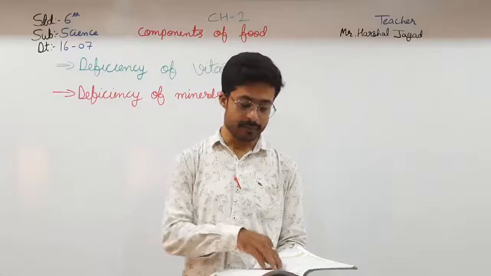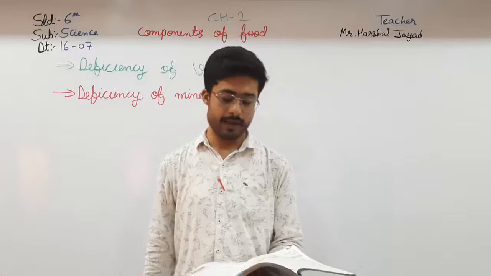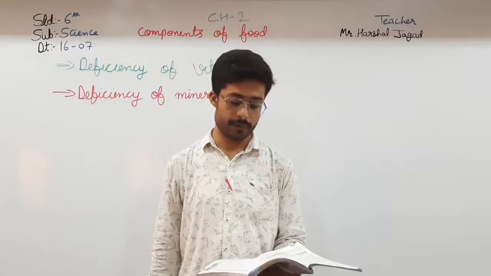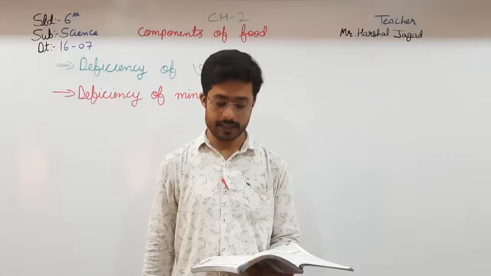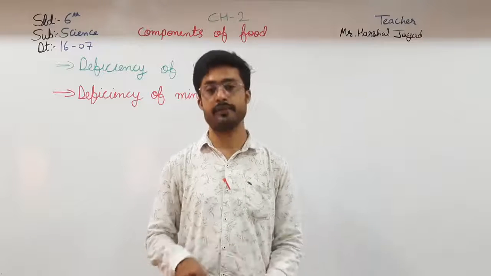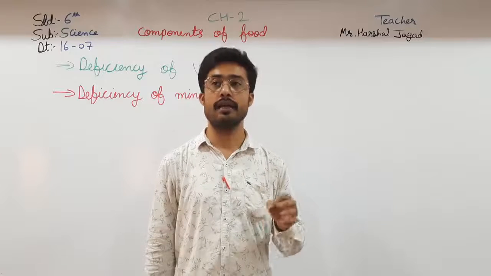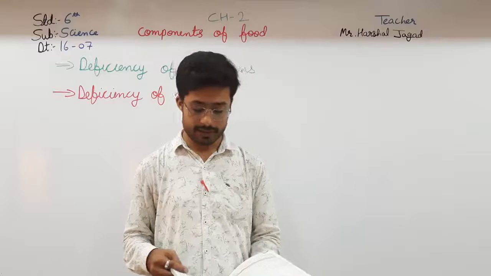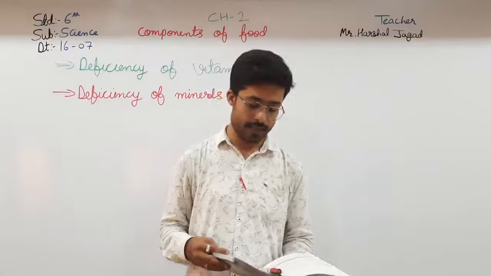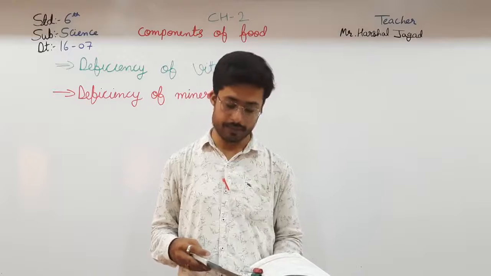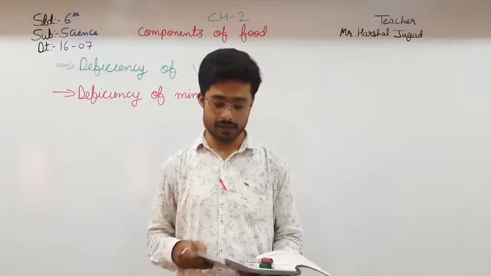Then coming towards sodium. We get it from salt, bread, and most foods. It helps in maintaining fluid balance. Here sodium helps in maintaining the fluid in our body. Its deficiency disease is muscle weakness and cramps. Potassium, from banana, spinach, and sweet potatoes, helps in maintaining fluid balance. The deficiency disease is also the same.